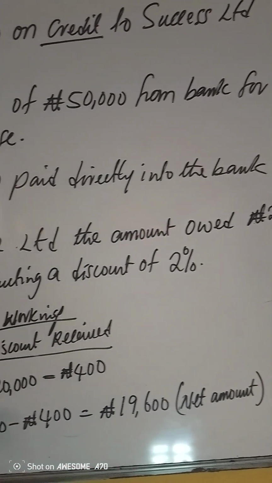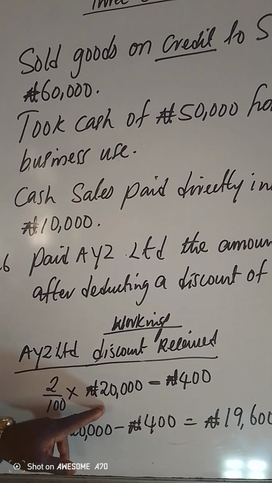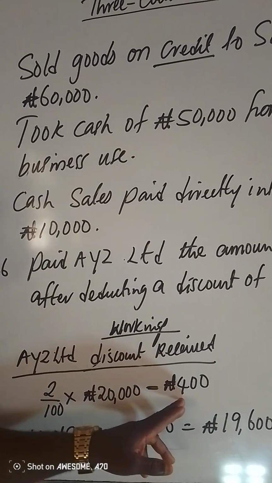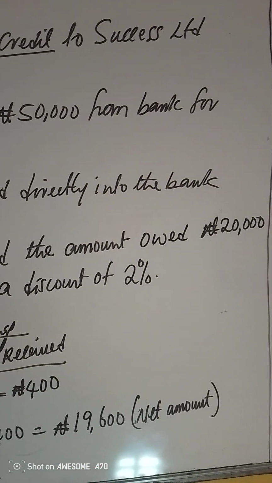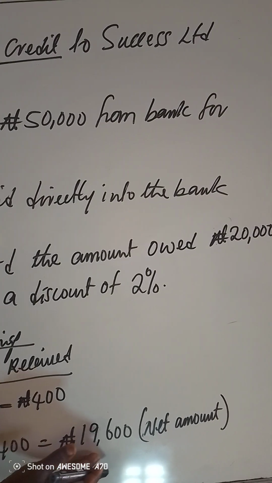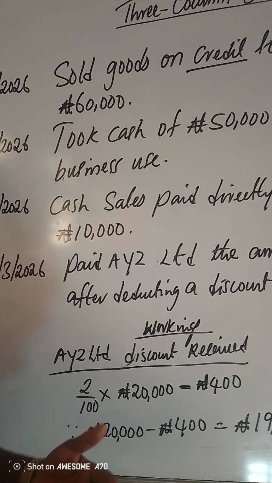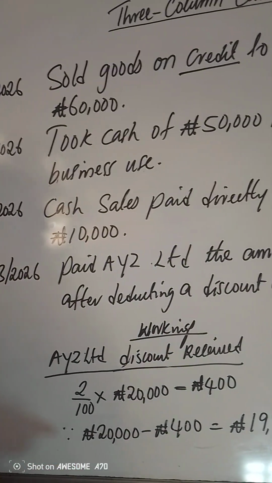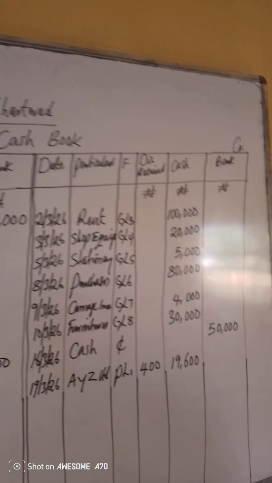Mind you, the actual amount owed by the business is called the gross amount. After you deduct a discount of 400, the difference is called the net amount. So the net amount now becomes 19,600. Now we know that the business is paying, and then the transaction will be recorded on the credit side of the cash book. Anytime there's a payment, don't forget to record it on the credit side of the cash book, as cash is given.